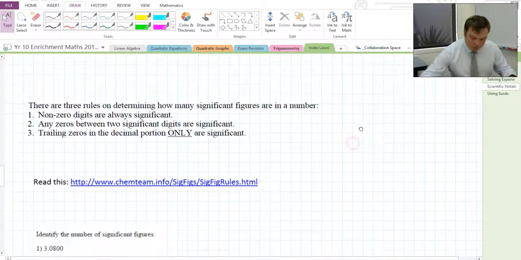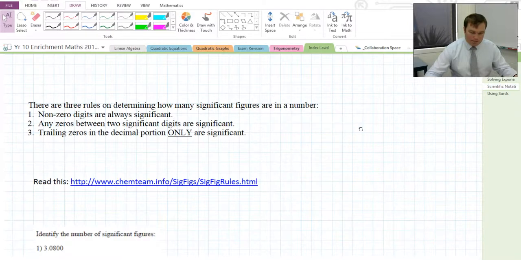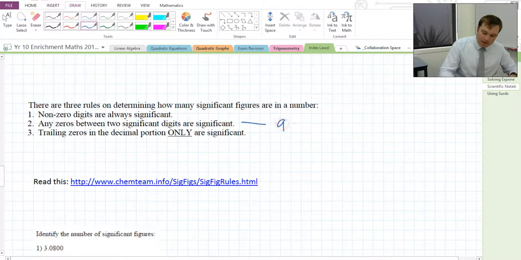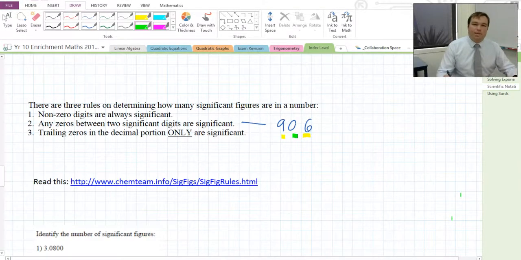Alright, there are 3 rules for determining how many significant figures are in a number. Non-zero digits are always significant. So if you count the number of non-zero digits, there are at least that many significant figures in it. Any zeros between 2 significant digits are significant. So for example, if you had 906, these are significant from the first rule. This is significant from the second rule. There would be 3 significant figures.